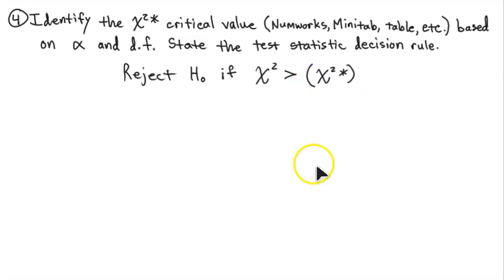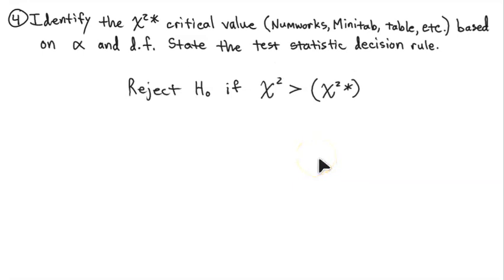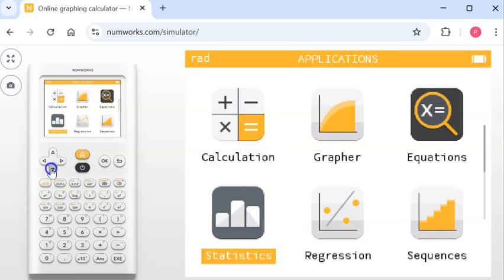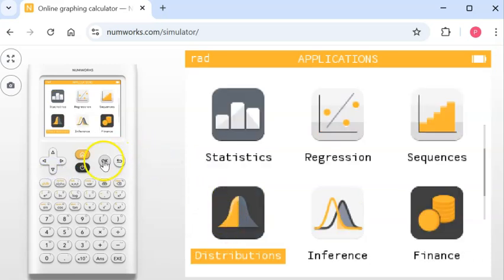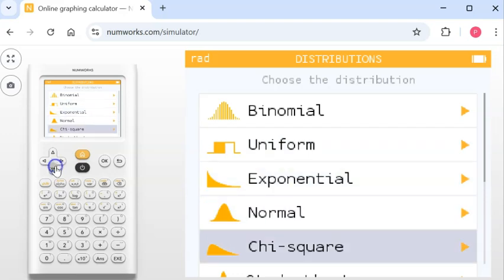Now let me show you where we're going to go in the NumWorks calculator to find this chi-square distribution. All right, in the NumWorks calculator, we're going to go down to distributions. We're going to hit OK. Then you can see down here, chi-squared.